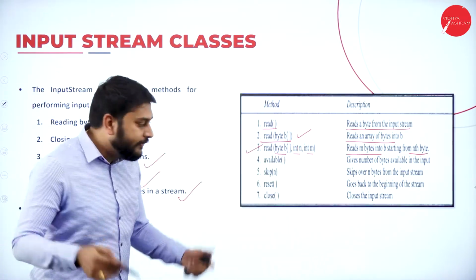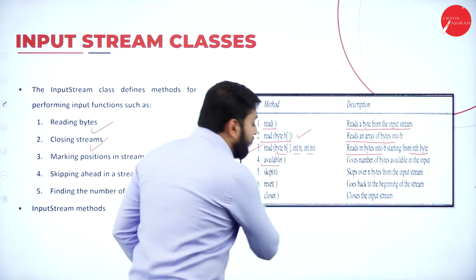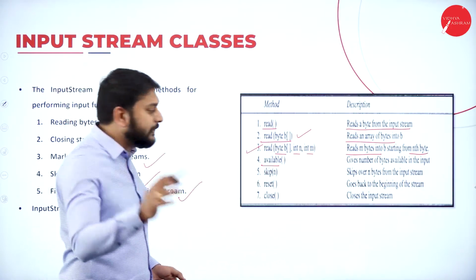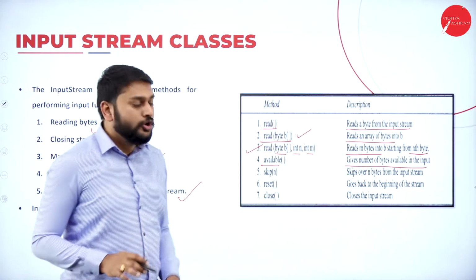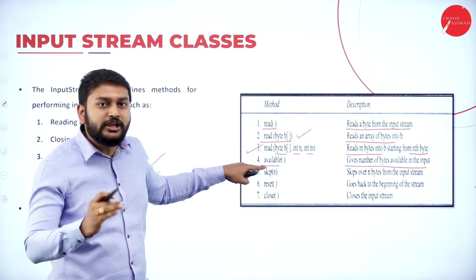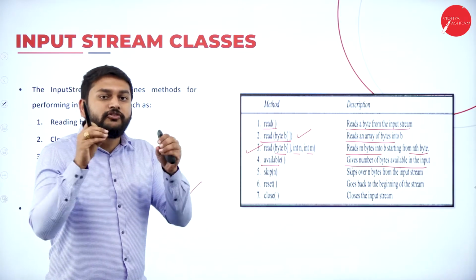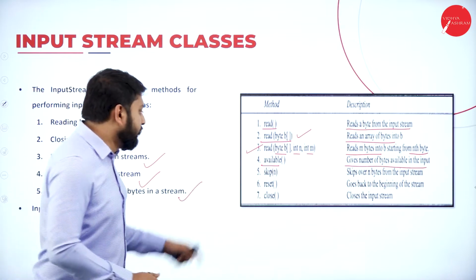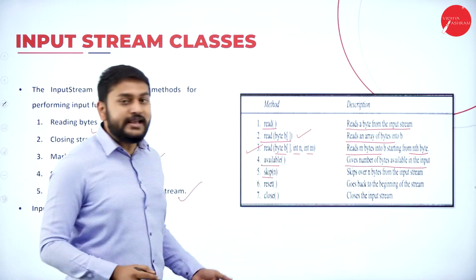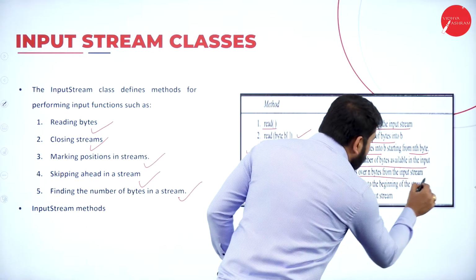Then you have the next method, available. Why do we use available? Please listen carefully. It gives me the number of bytes available in the input. So this method will help me to get the number of bytes available in the input stream is what you need to remember. Moving forward, I have skip. Skip skips over n bytes from the input stream.